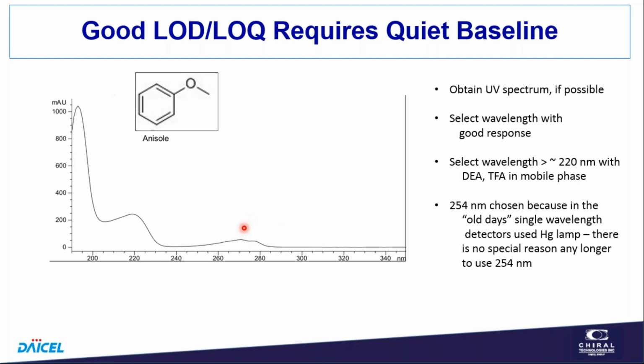If you don't have a UV spectrometer, you can use a very short column. It doesn't even have to be a chiral column. You can use a reverse phase column, for example, or even a guard column, and just inject your analyte in repeated injections at different wavelengths, and you can manually construct at least an approximation of a UV spectrum.